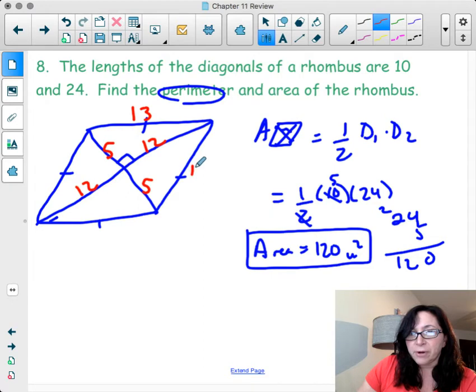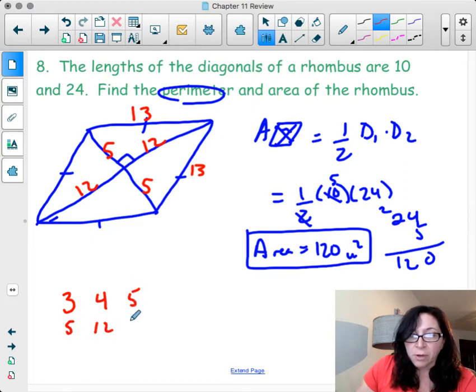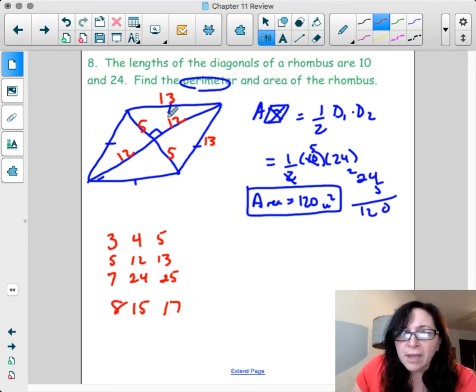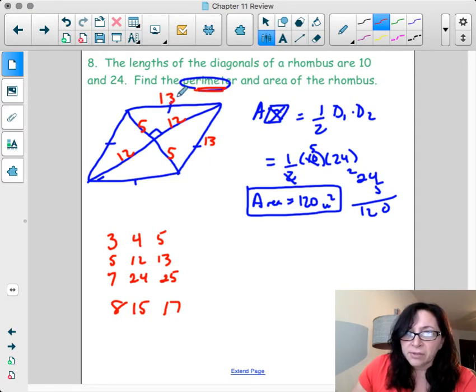If you recall from your triplets, let's see what those were. The Pythagorean triplets are 3, 4, 5, 5, 12, 13, 7, 24, 25. And there was another one. What is it? 8, 15, 17. That's right. Okay, so the perimeter, getting back to the question, is 13, 13, 13, and 13.